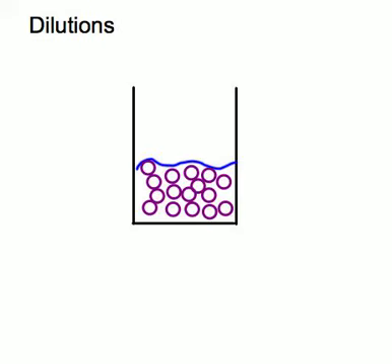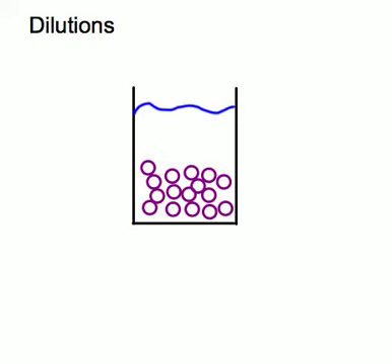Today we're going to talk about dilutions. The basic premise for a dilution is that we start with a really concentrated solution, like you see here. There's a lot of those purple particles in this volume of water, so it's really highly concentrated. When we dilute something, that means we add more water. I'm going to represent that by just raising the water line.